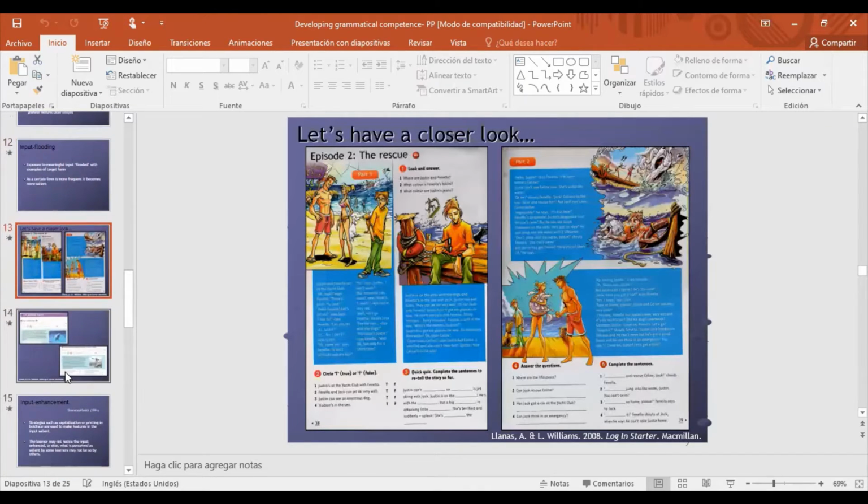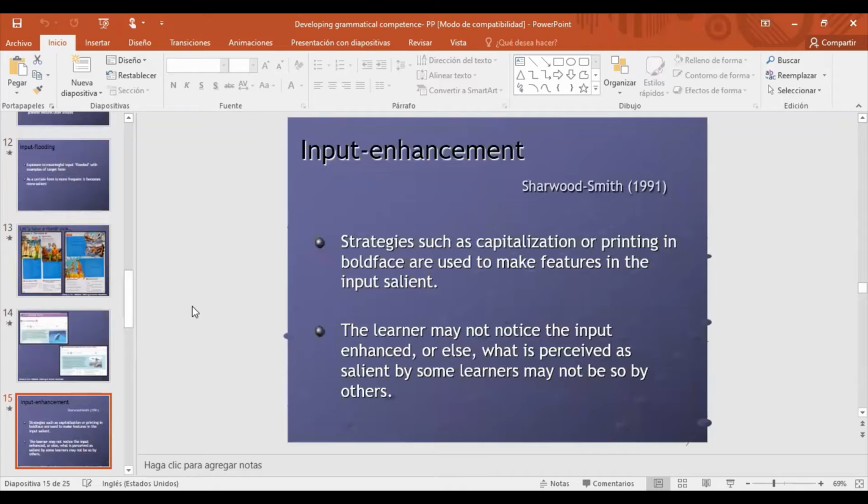Well, you have here 2 pages with examples, right? And let's pass on to the other technique. So the first one is called input flooding, and that means providing students with lots of instances of the new target form. In this case, this technique is called input enhancement.